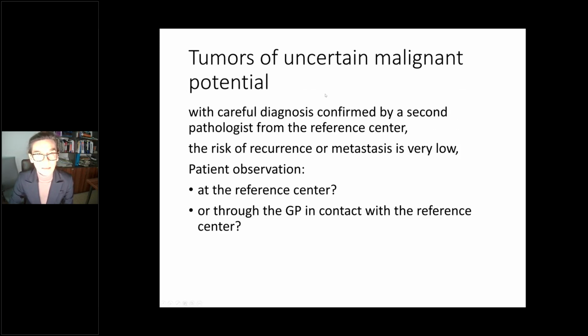Tumors of uncertain malignant potential should be confirmed by a second pathologist from the reference center. According to our experience, the risk of recurrence or metastasis is very low when the tumor is confirmed in the reference center, but patients should be observed. And there is a question whether patients should be observed at the reference center by an endocrinologist, or followed by a GP in contact with the reference center.